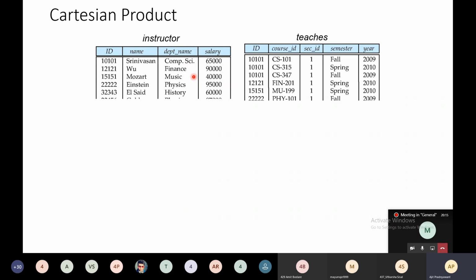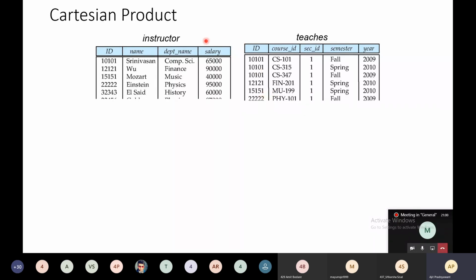Now I have another relation. Name of the relation is teachers. So this teachers relation will have ID, course ID, section ID, semester and year as attributes of the teachers relation. And similarly, it will consist different records for these attributes. The semesters are fall, spring, and so on, having different course ID, and for different sections with the different IDs.